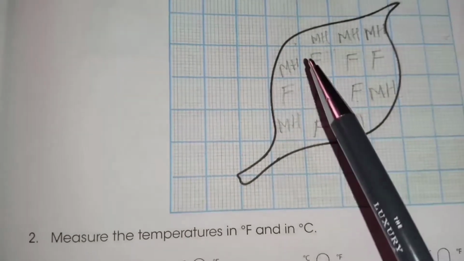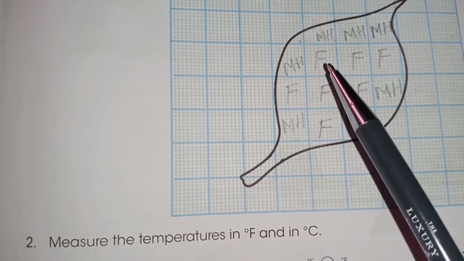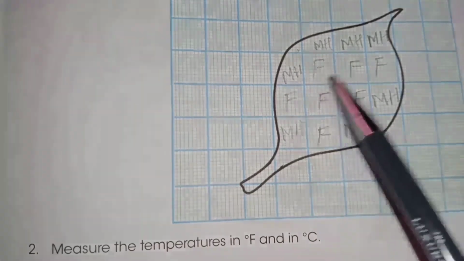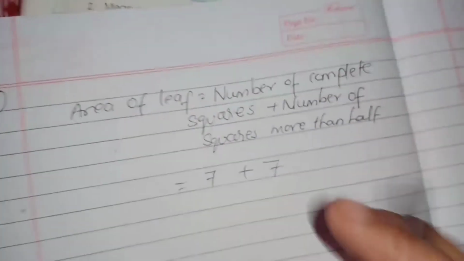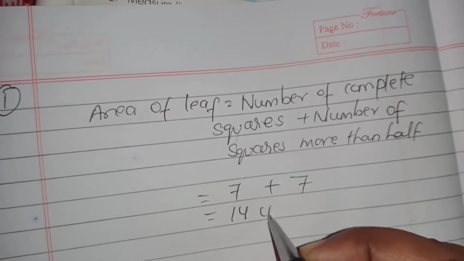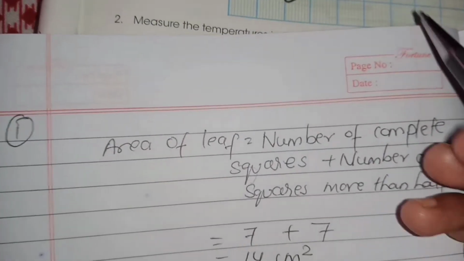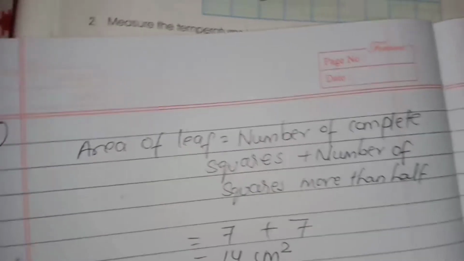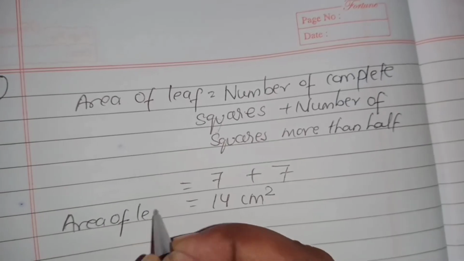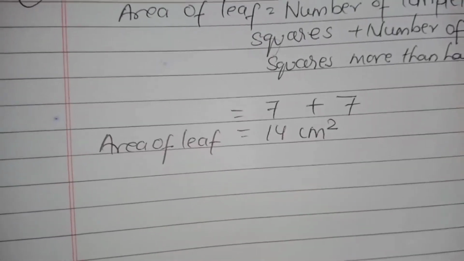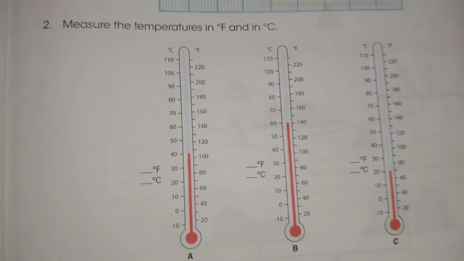How many complete squares did we count? Let's count one more time: 1, 2, 3, 4, 5, 6, 7. So we write 7 plus more than half: 1, 2, 3, 4, 5, 6, 7. 7 plus 7 is how much? 14. 14 centimeter square. We'll write centimeter square. Done. So this is the area of the leaf.